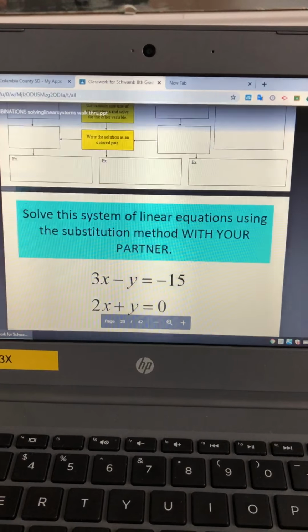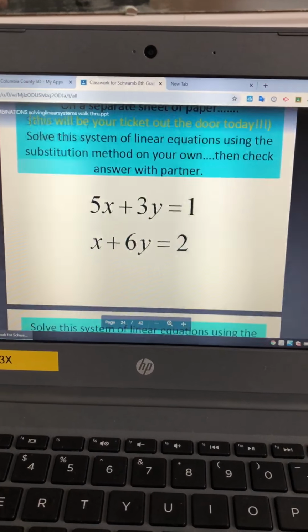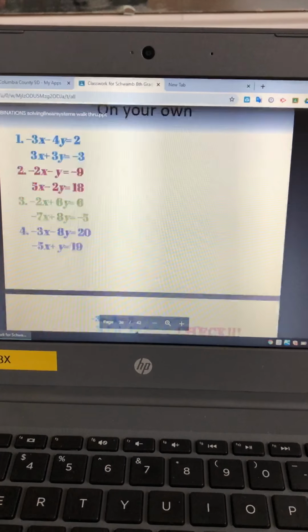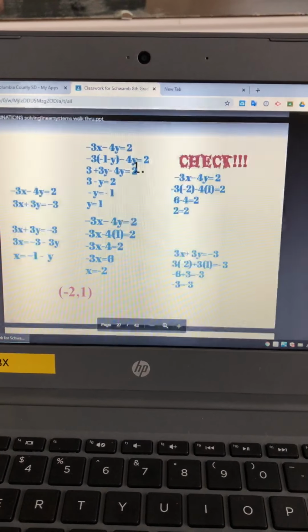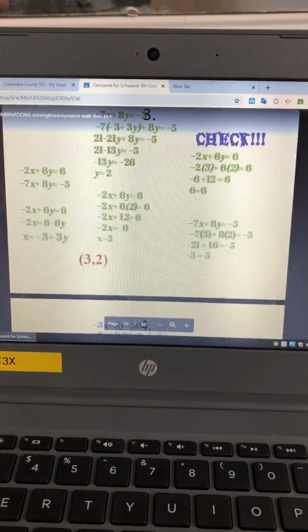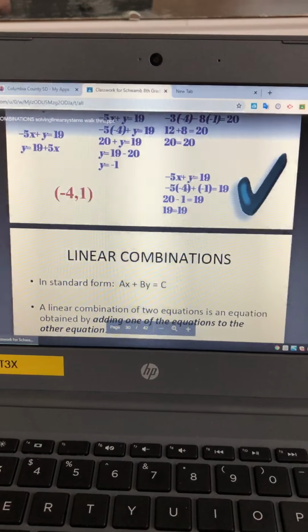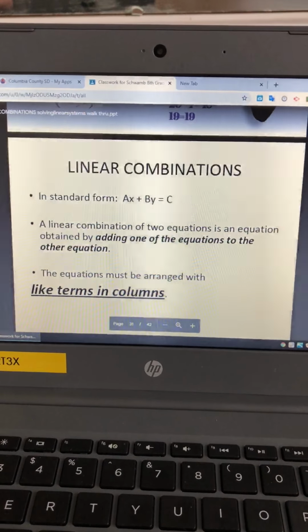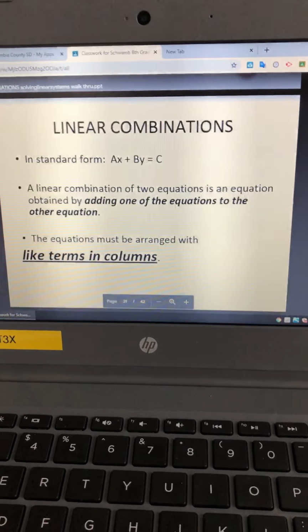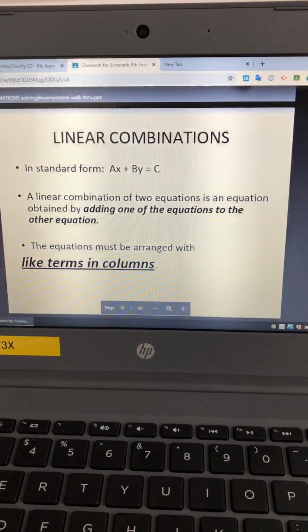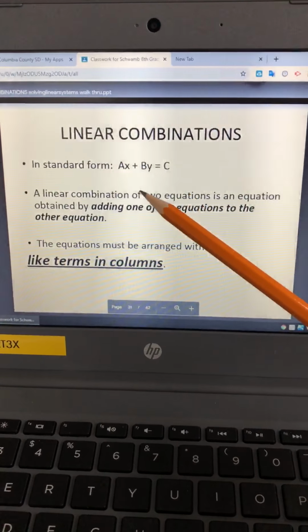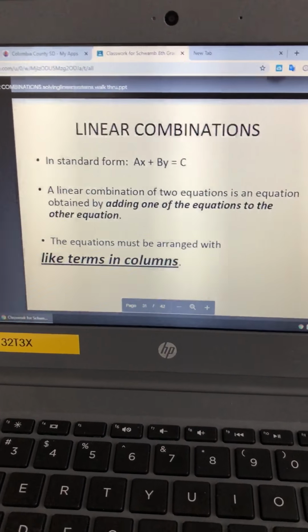The last method that we're going to learn has a few different names. We're going to call it elimination or linear combinations. It's still using equations, but it's just a different way. So here's where you want to start today on the PowerPoint, on this slide where it says linear combinations. All of these equations are going to be in standard form, so they'll be in that ax plus by equals c form.